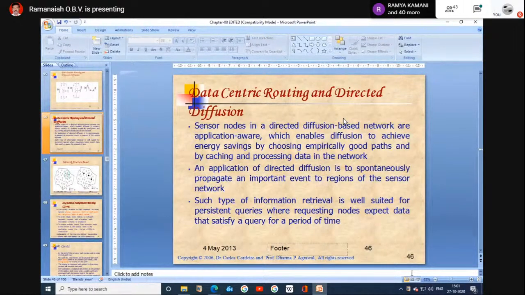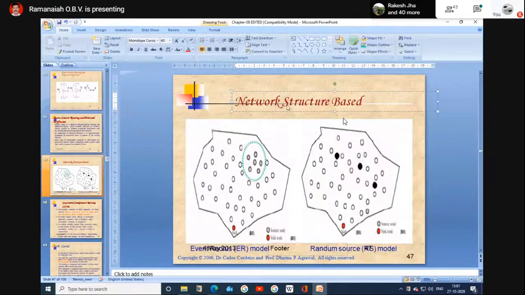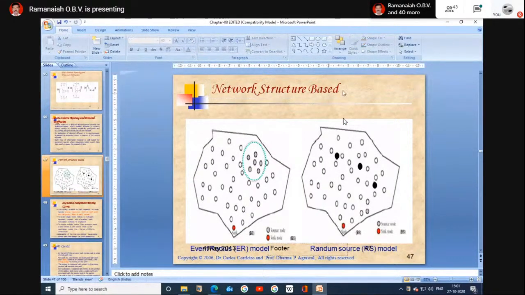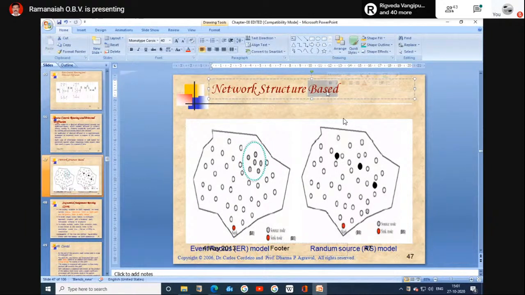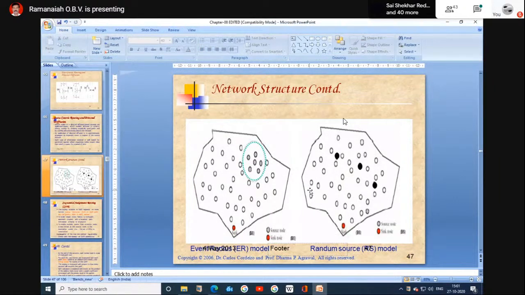So then another thing is the network structure based concept, and it is continued. So when it is continued here, what I am trying to say is, how do you identify the data sources? Is it always a single node? Is it always a single node where the event has occurred? I'm sorry, where the event is detected? No, it is not like that. So there are two models.